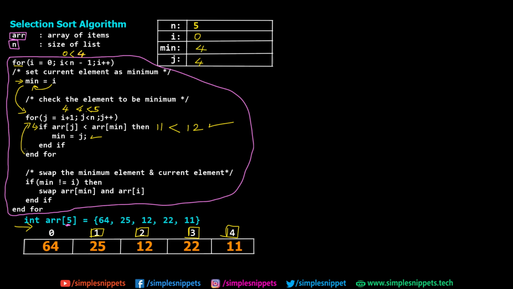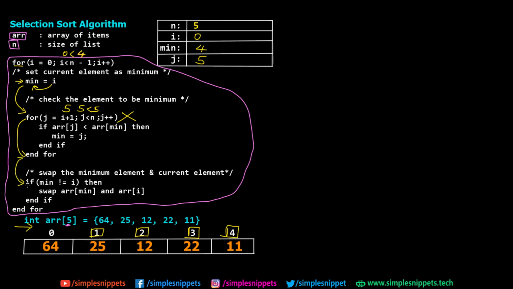Again end if, we come at the start. J plus plus happens, and now j becomes 5. Now j becomes 5, but the condition becomes false, because is 5 less than 5? No, right? It is equal to 5, but it is not less than 5. So now we exit outside this for loop completely, because the condition has become false. So we come to end for, and ultimately we come at this last step.